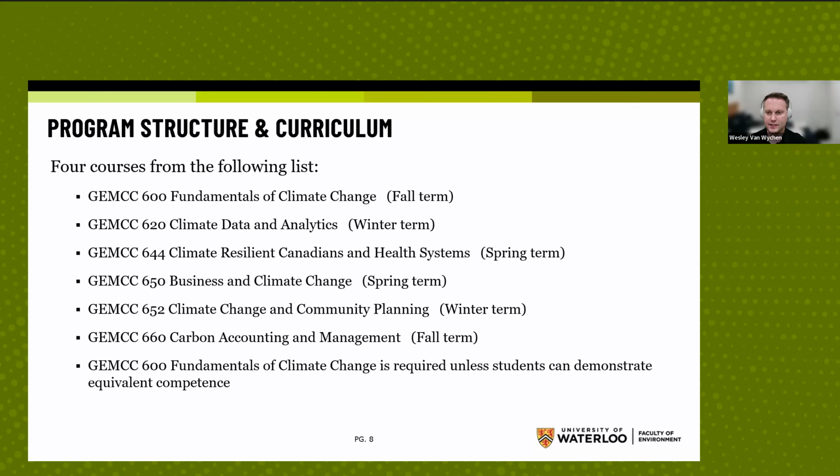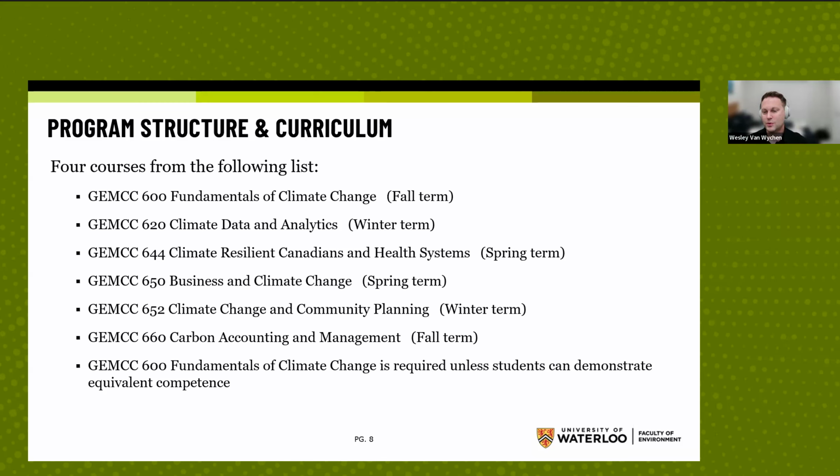GEMCC 650 takes a more business look, so looking at the impacts of climate change on business plans. How do we plan climate change business economics into the future? How do we look at the regulatory landscape from the province, from the federal level, from municipal levels, and integrate that into business decisions?